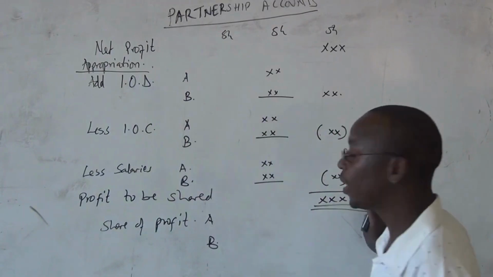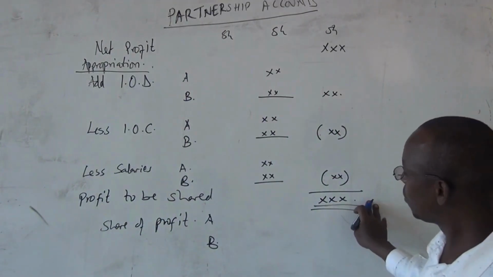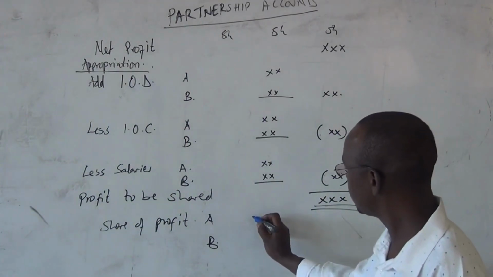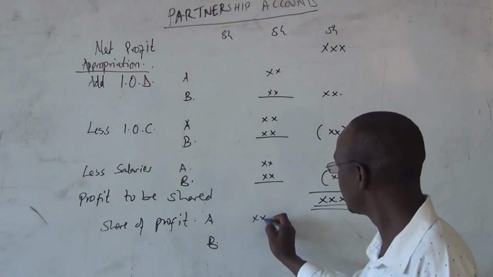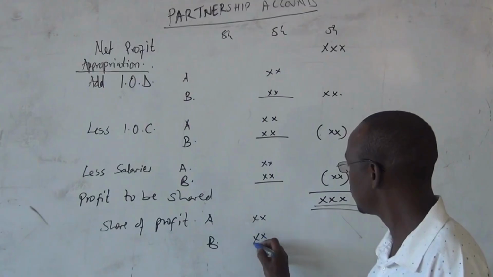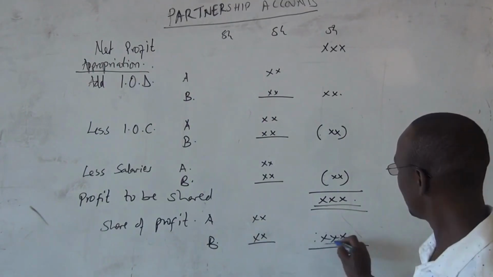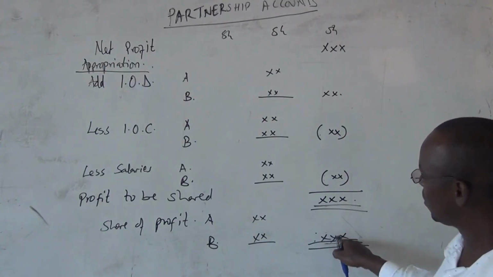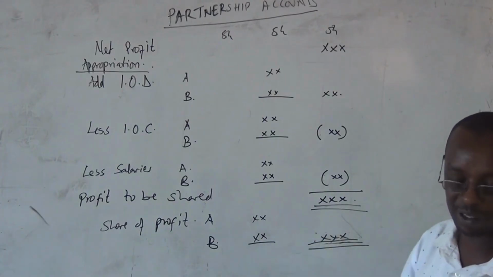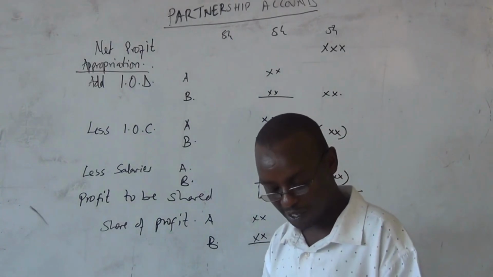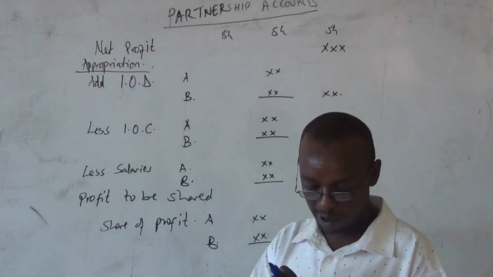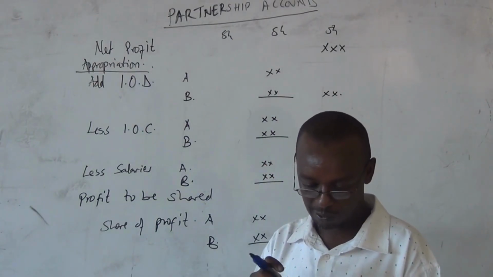So this profit is shared equally between A and B. This is 100,000. A will get 50, B will get 50. You add them together, and this one will be this one, because it is the one that you have divided. That is the appropriation account.